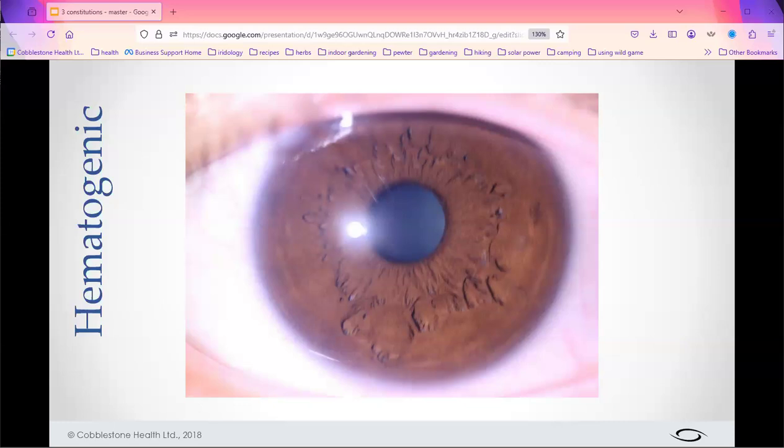Do you know someone who's got brown eyes, got hematogenic eyes? If you do, give me brown is beautiful in the chat box. Do you know someone who's got brown eyes?